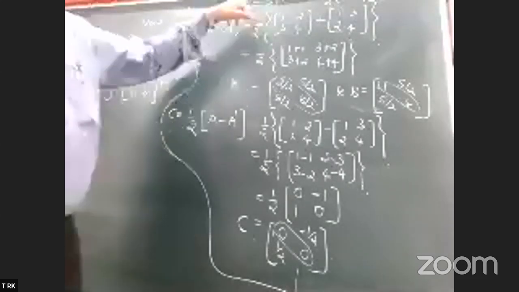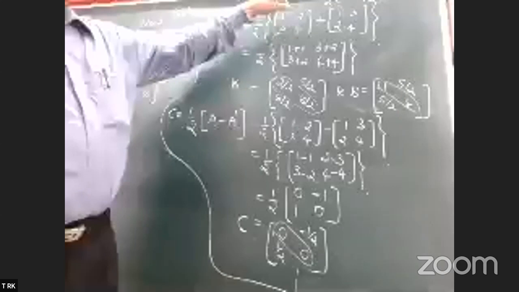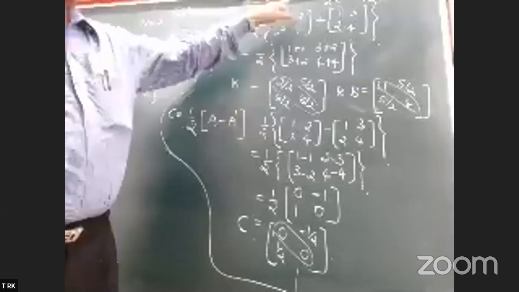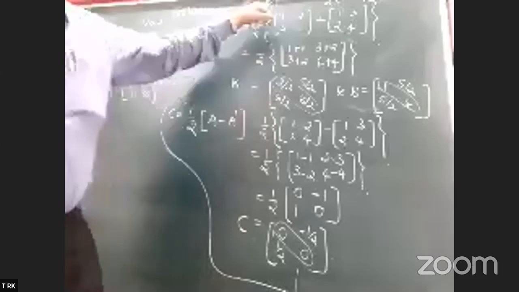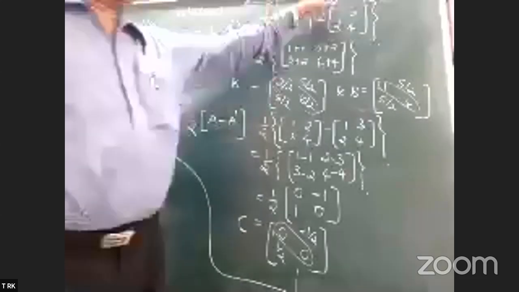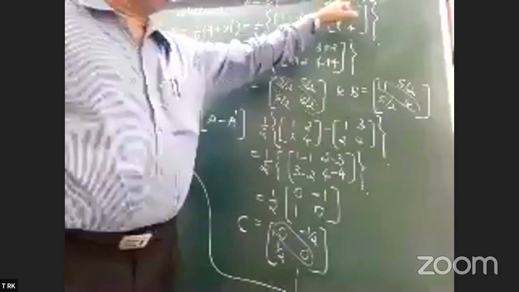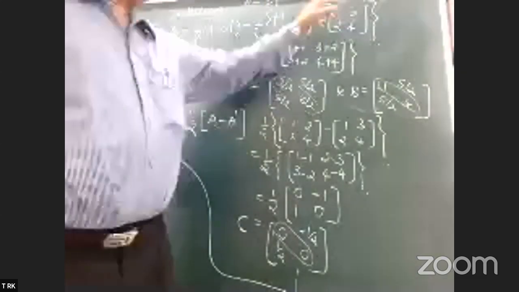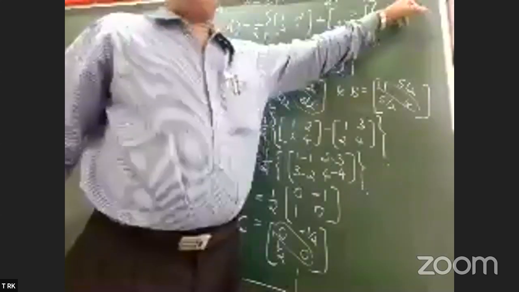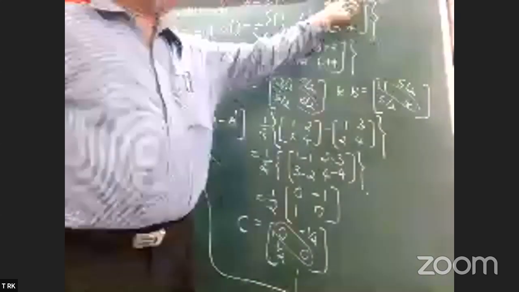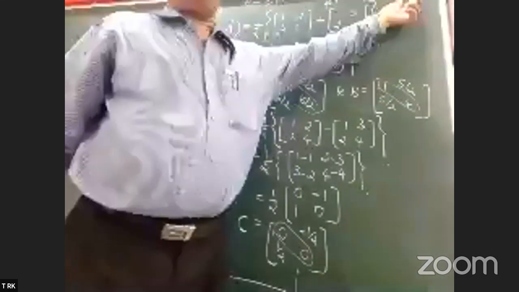A can be written as B plus C, where B is symmetric and C is skew symmetric. If A is any square matrix, then A plus A dash is symmetric, and A minus A dash is skew symmetric.